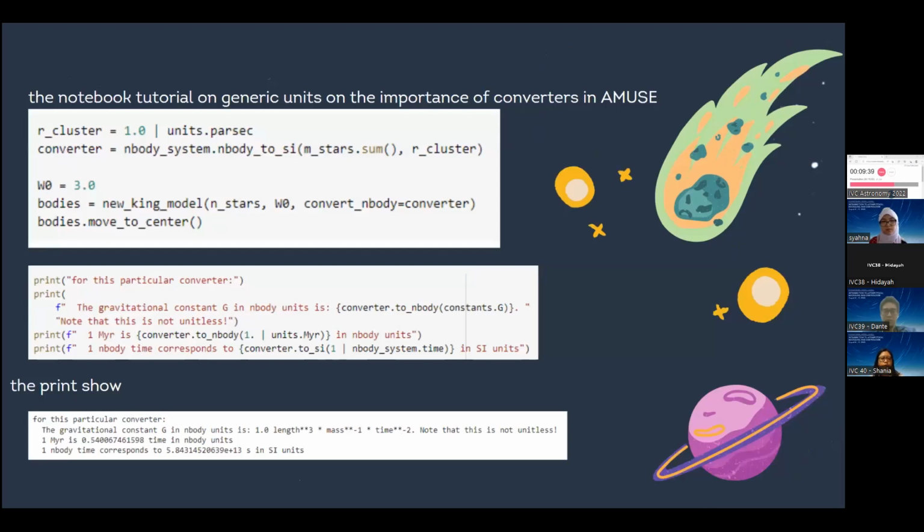Okay, so I will continue about the n-body simulation. I'm sorry before if my voice isn't really clear because I have a sore throat. So this code is the notebook tutorial on generic units in AMUSE. On the upper code, we start to convert the units. And on the code below that, we change the gravitational constant to have the numerical value 1. This is to simplify the n-body system equation. Next, please.